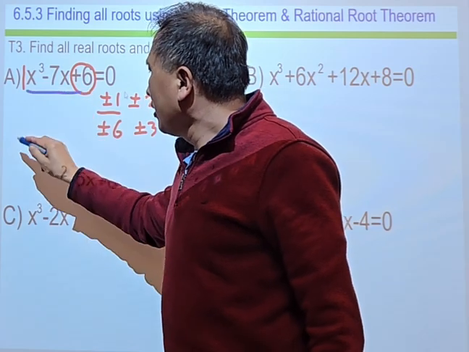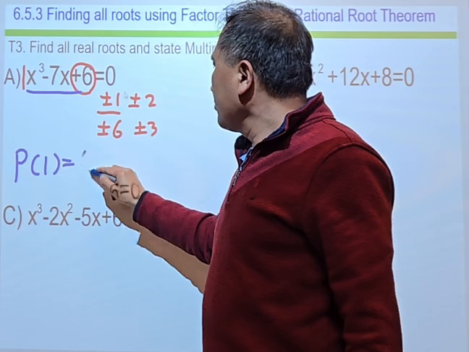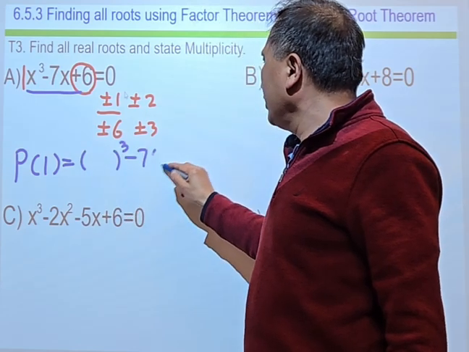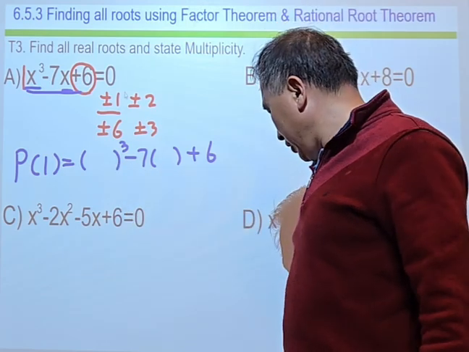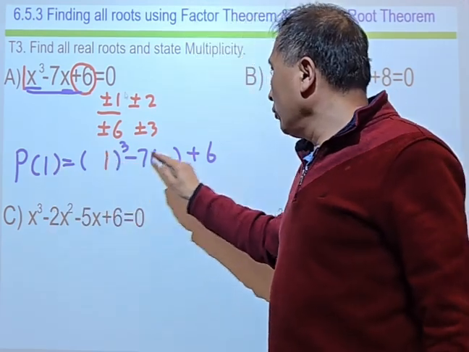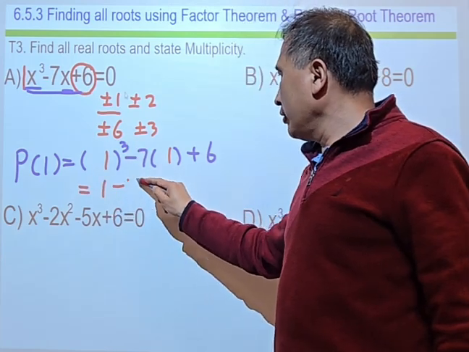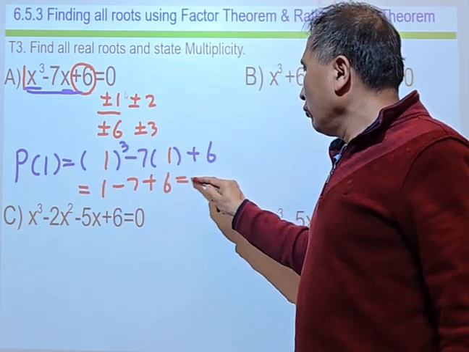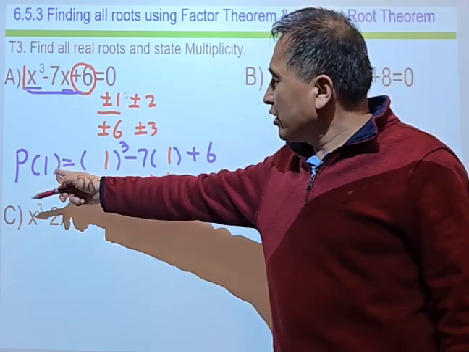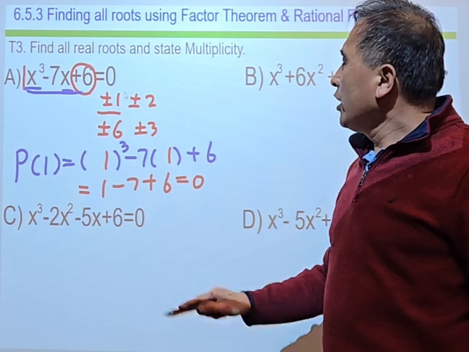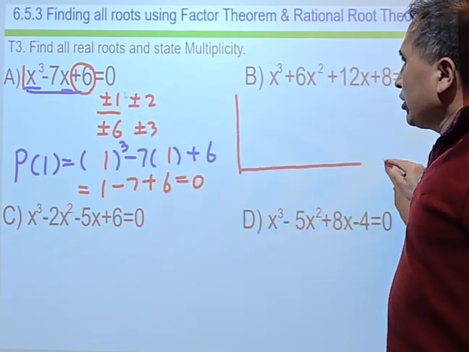Let's say this is p of x. Then let's plug in 1 there. Instead of x, I put parentheses and then put 1, because it's p of 1. That means 1 cubed is 1, minus 7 times 1 is minus 7, plus 6, that becomes 0. Wow, so p of 1 is 0, which means x minus 1 is a factor. To find the quotient, we might need to use synthetic division.